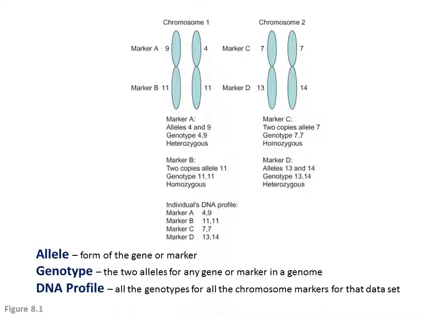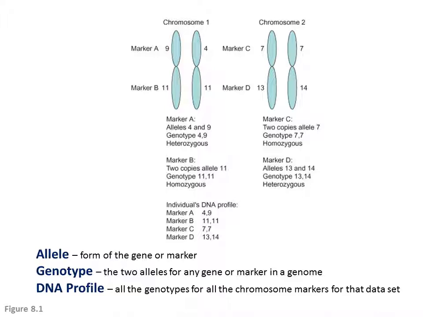So just to make sure you're good on the nomenclature, when we use the word allele, that's just basically a form of the gene or of the marker. Genotype is the 2 alleles for any gene or marker in a genome. So for genotype, you have to remember you've received 1 copy of a particular chromosome from mom and 1 copy of a particular chromosome from dad. So you got from mom a form of her chromosome 1, and from dad you got another form of his chromosome 1. And that's true for all your 23 different chromosomes.